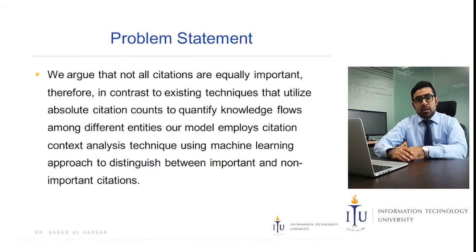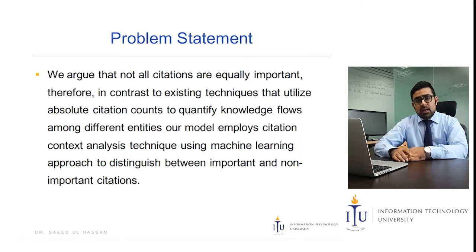So I'm going to put my problem statement here. We argue that since knowledge flows have been heavily measured using simple citation counts, not all citations are equally important. Therefore, in contrast to existing techniques that utilize absolute citation counts to quantify knowledge flows among different entities, our model employs citation context analysis technique using machine learning approach to distinguish between important and non-important citations.